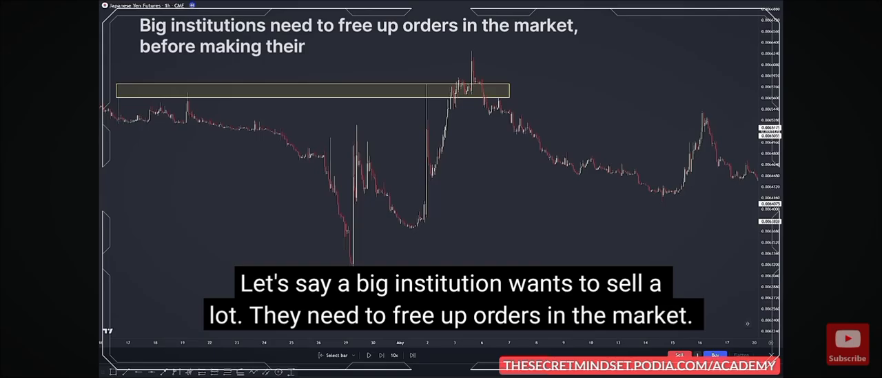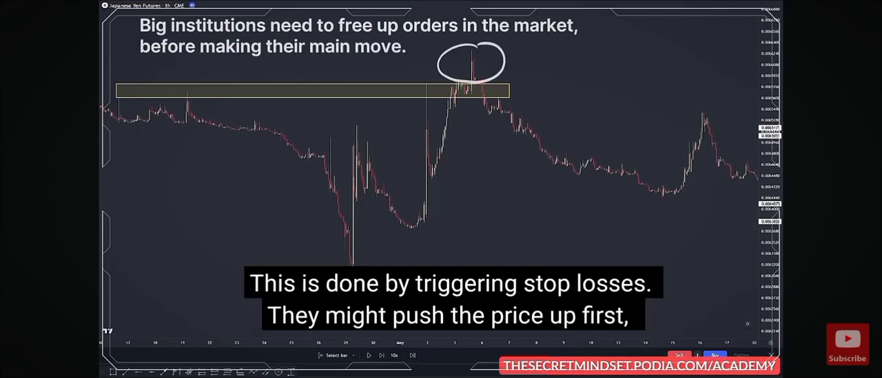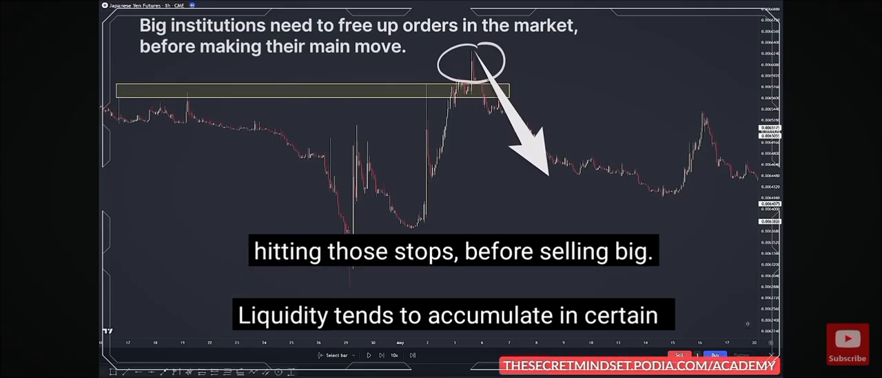Let's say a big institution wants to sell. They need to free up orders in the market. This is done by triggering stop losses. They might push the price up first, hitting those stops before selling big.